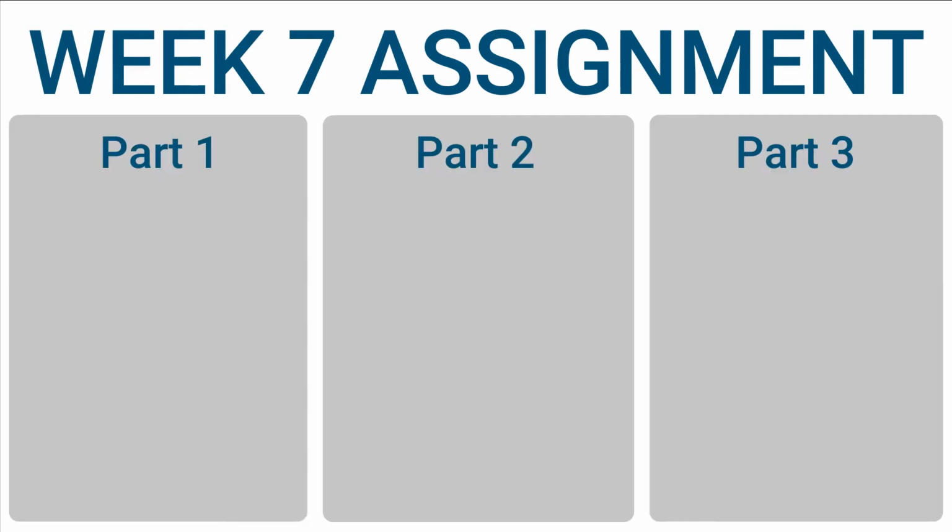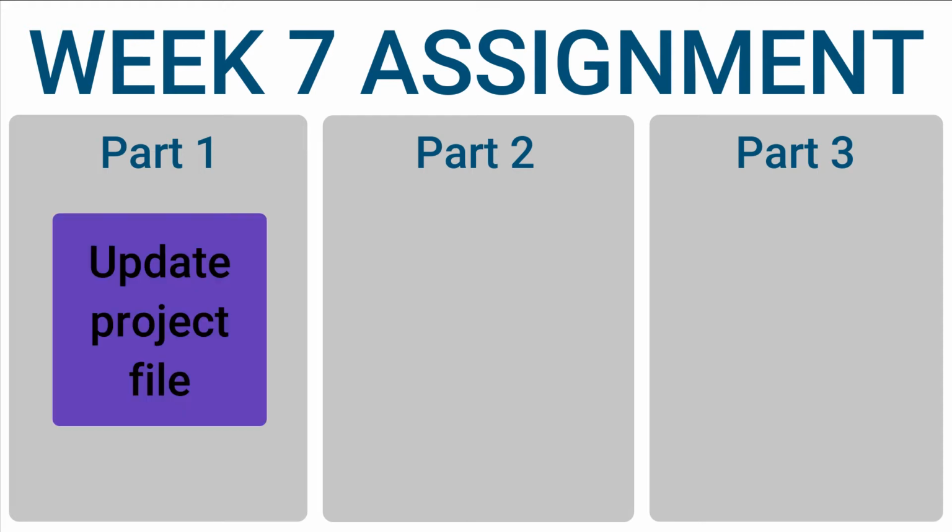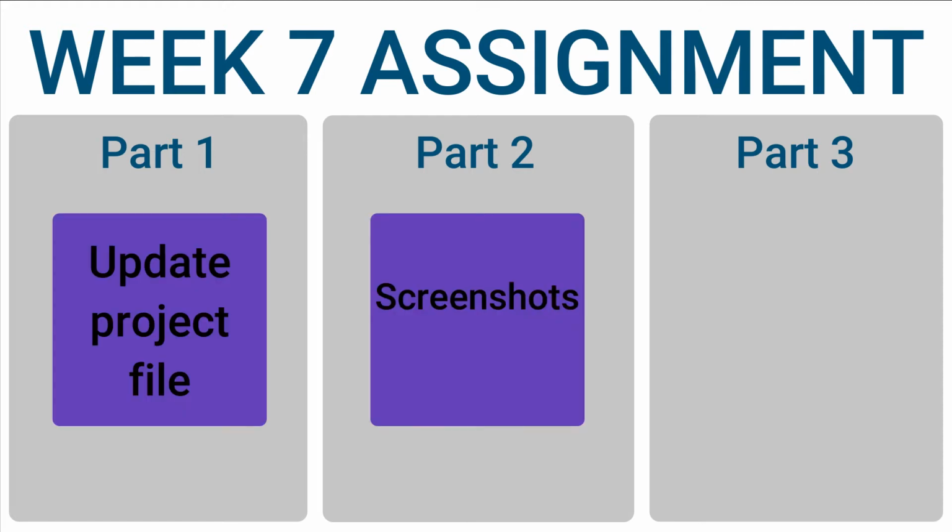Hello everyone, and welcome to another video tutorial, and this one will cover the week 7 assignment material. This assignment is broken up into 3 parts, and the good news is that the first 2 parts are very similar to the week 6 assignment, in that we need to make some simple updates to our project file, we need to take some screenshots of the earned value table and the graphs, and then we need to make some formula calculations in Excel, and answer some questions about the status of the project.